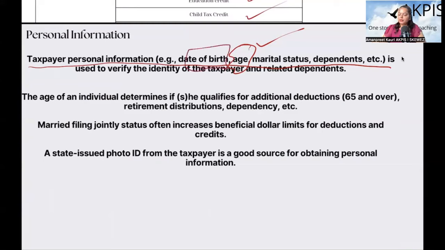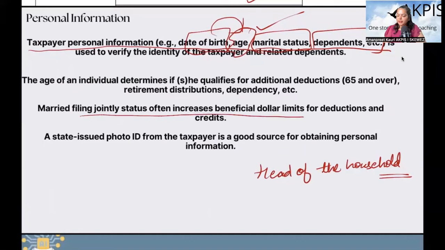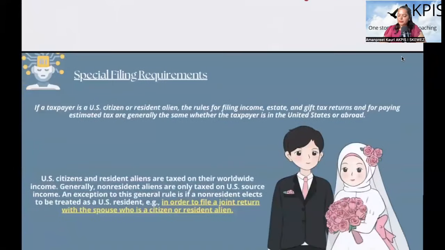Date of birth, on which age depends, and your marital status, because if you are married and filing a joint return, you can claim more deduction. If you have dependents, then you can claim head of household status and more deduction, which we will discuss in the main parts of Enrolled Agent. This is how these things go, because married filing jointly has more deductions. And how can you procure all this information? From a state issued photo ID, you can have all this information. It's a good source of obtaining personal information as well.